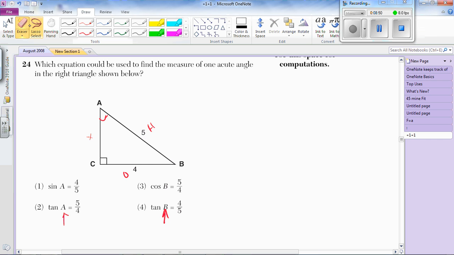If I decided to use B, that would be adjacent over hypotenuse. That would be cosine, but that's hypotenuse over adjacent. And tangent of B would be this over this, which doesn't work. So the answer is choice 1.